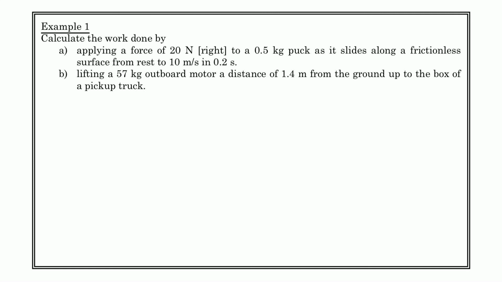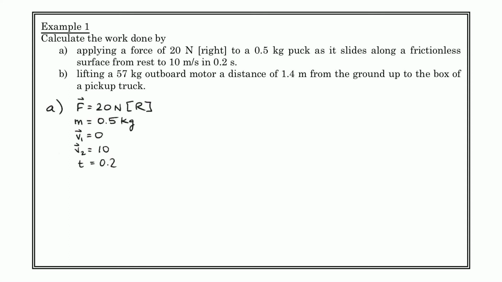So here's an example. Let's calculate the work that's done by these two situations. In part A, applying a force of 20 newtons right to a 0.5 kilogram puck as it slides along a frictionless surface from rest to 10 meters per second in 0.2 seconds. And in part B, let's lift a 57 kilogram outboard motor for a distance of 1.4 meters from the ground up to the box of a pickup truck.